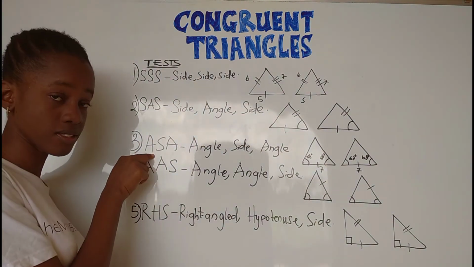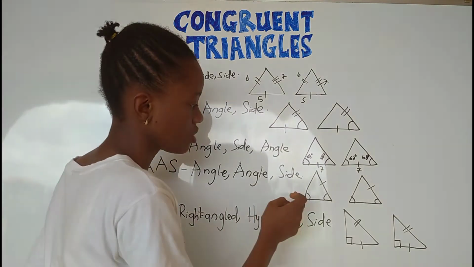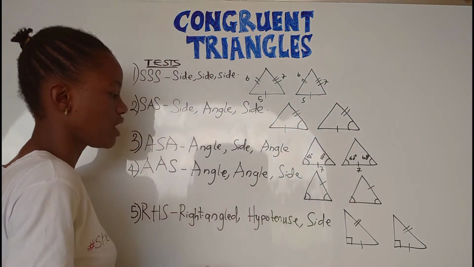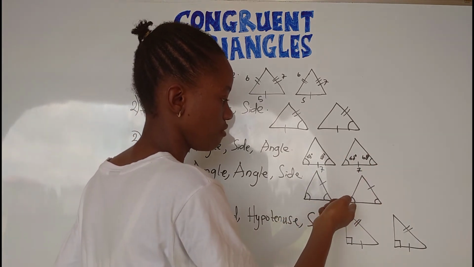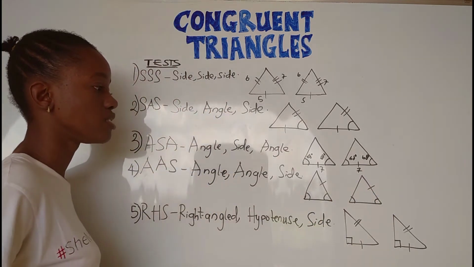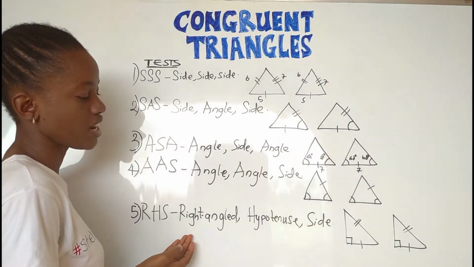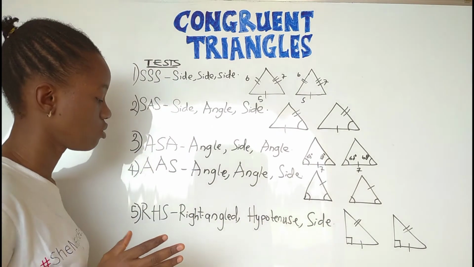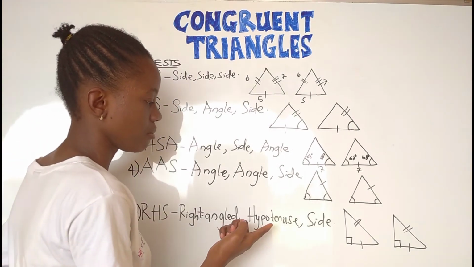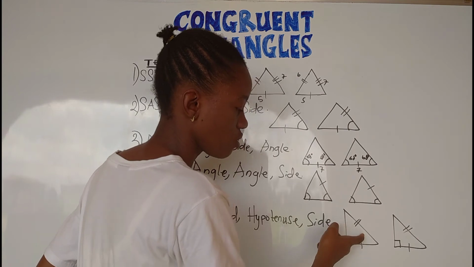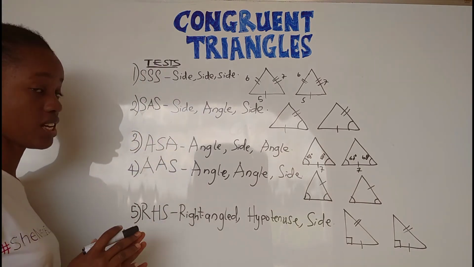Then the fourth test is also like this, just that it is arranged in this way. Angle, angle, side. So if the first angle and the second angle, and then the side of one triangle is equal to the first angle, the second angle, and the side of the other triangle, we say that they are congruent. And lastly, we have RHS, which is right angle, hypotenuse, side. This is for right angled triangles. First of all, both triangles must have a right angle, which is 90 degrees. And the hypotenuse and side of the triangle must be equal to the hypotenuse and side of the other triangle. When that happens, we say that they are congruent.